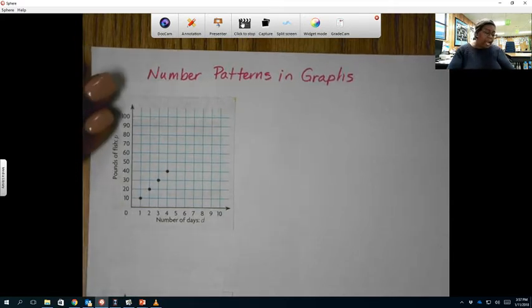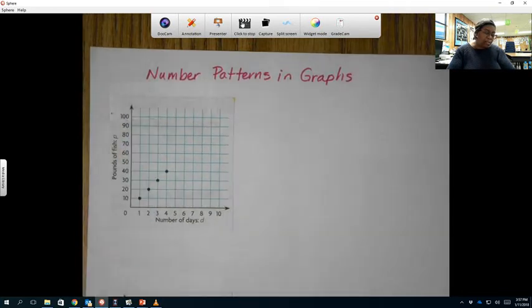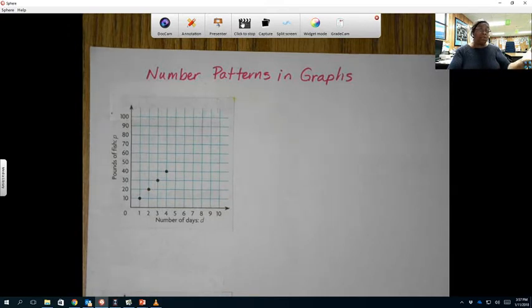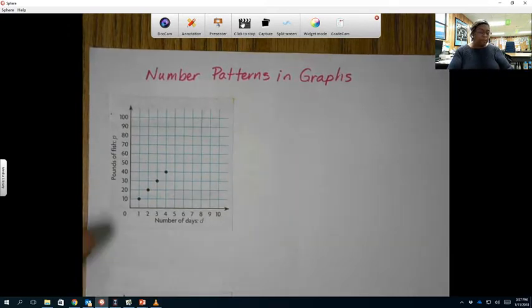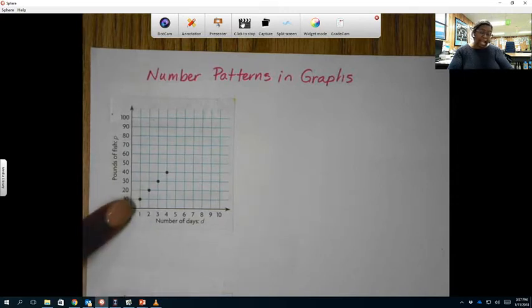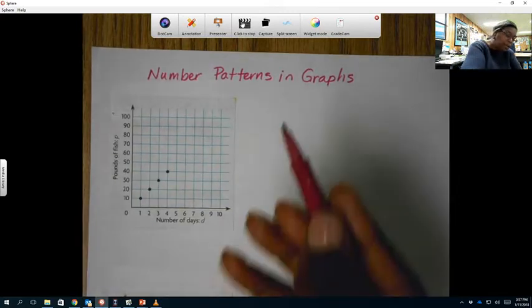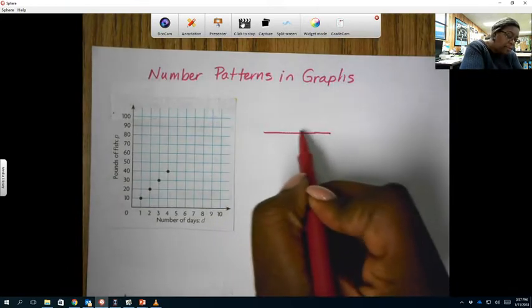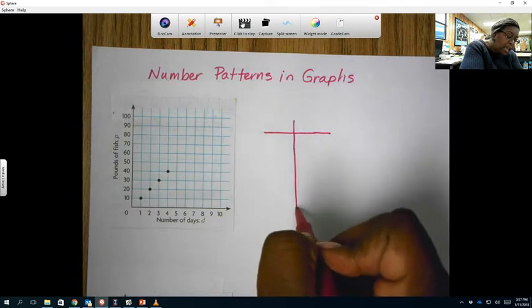We have a coordinate grid that has some points on it, and we want to find the rule for this particular graph. So the first thing we're going to do is locate and label the points. But we're going to do it in a table, similar to what we did yesterday. So I'm going to draw my table.